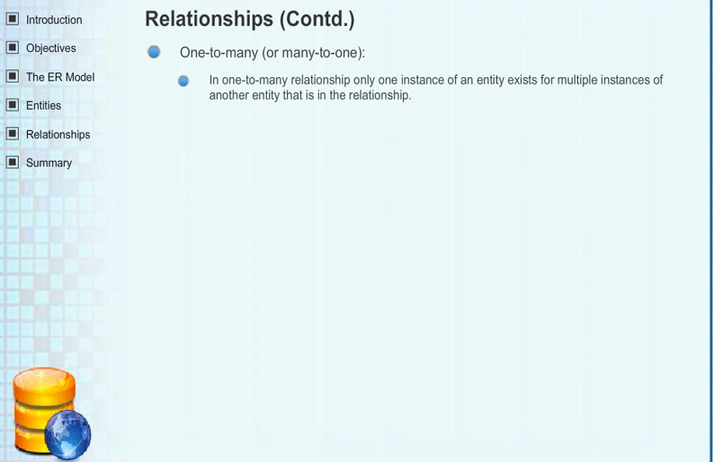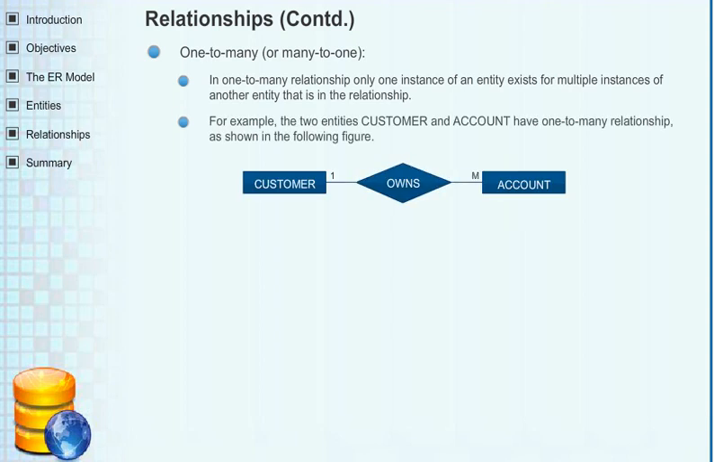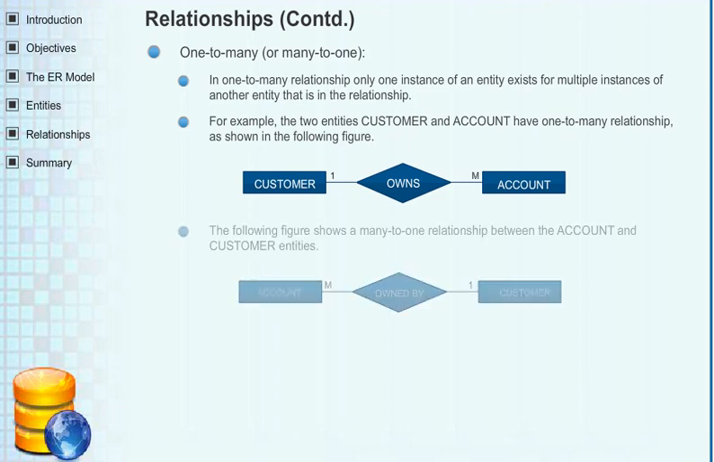In one-to-many relationships, only one instance of an entity exists for multiple instances of another entity. For example, if you consider two entities, customer and account, it is quite obvious that one customer can own many accounts. This is referred to as one-to-many relationship. Similarly, many accounts can be owned by a customer.